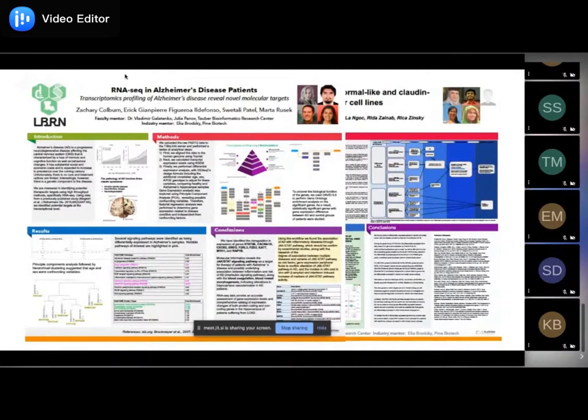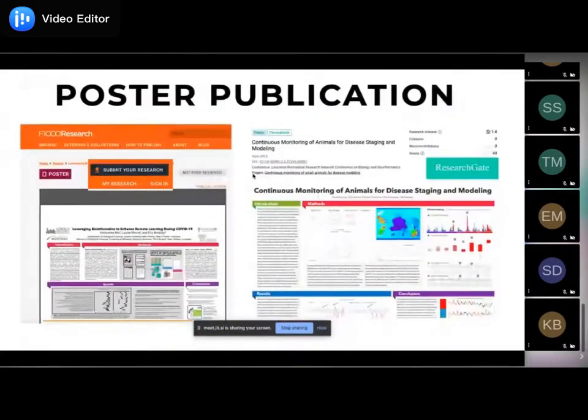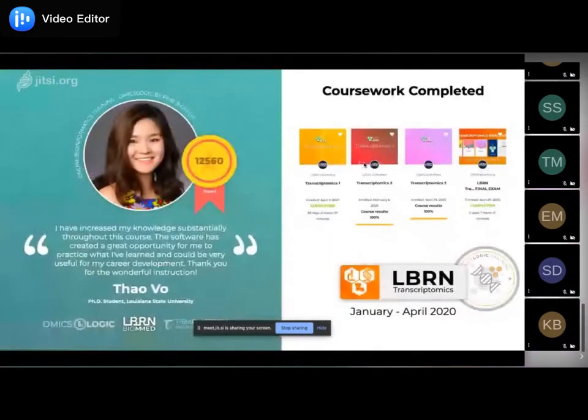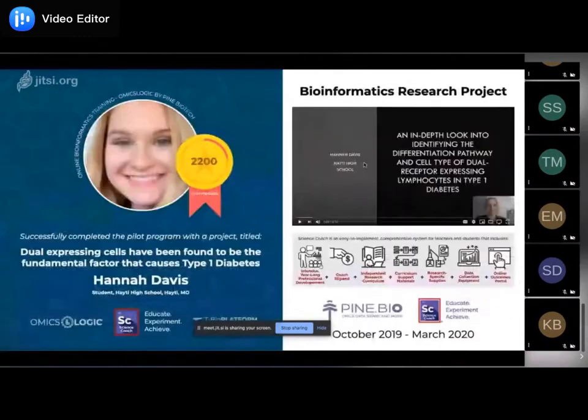But with the help of these platforms and this very niche kind of understanding, people were able to finish bioinformatics projects and publish posters also in places like F1000Research and ResearchGate. So these are some of the benefits. And once you are well versed and done, these are some of the candidates.